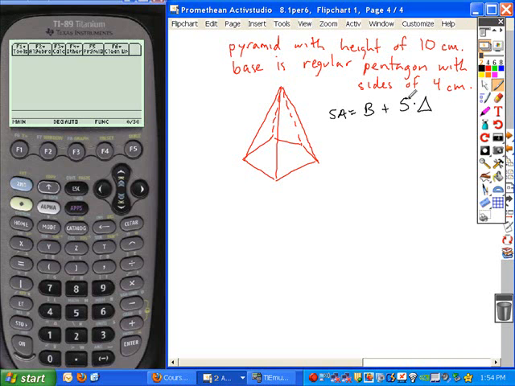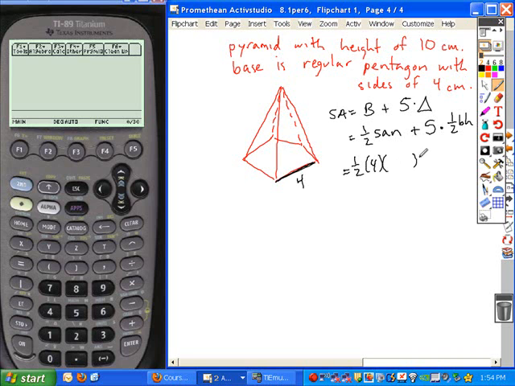And what's the area formula for this particular base shape? 1/2 apothem times perimeter, 1/2 a s n, plus 5 times... and what's the area formula for the lateral face? 1/2 base times height. And let's see if there's any of this that we can actually fill in before we begin. So 1/2, what's the length of the side? 4.